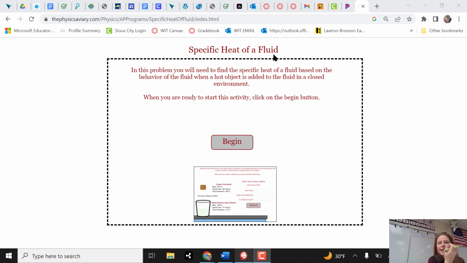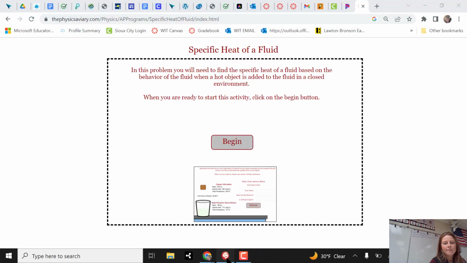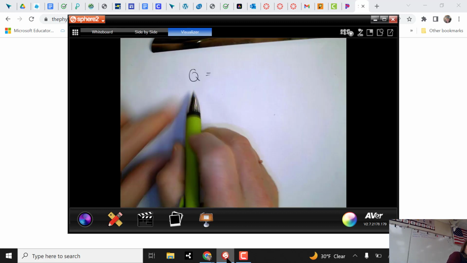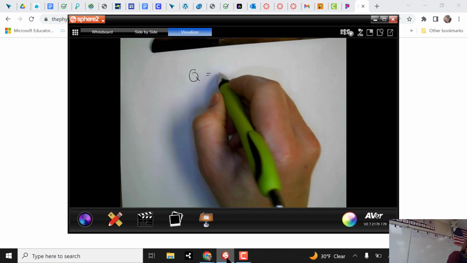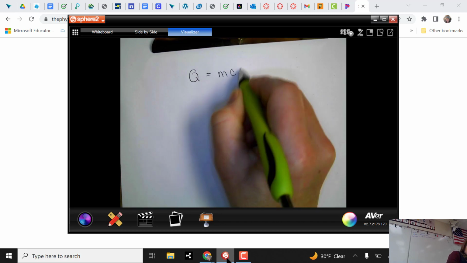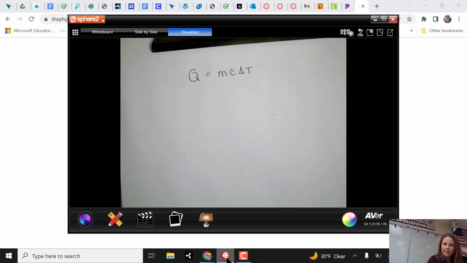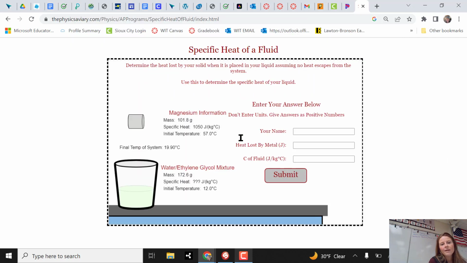Hi everyone, I'm going to go through a quick practice problem for this physics aviary, finding the specific heat capacity of a fluid. I do want to point out that you're going to need the heat equation, which we learned already. The heat that something loses or gains, in joules as its heat energy, is equal to its mass times its specific heat capacity times its change in temperature in degrees Celsius. So you'll need that equation, and we're going to use it twice in this problem because, as you can see, we have two objects.